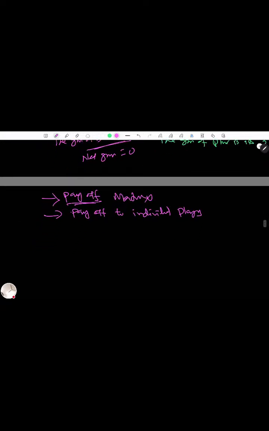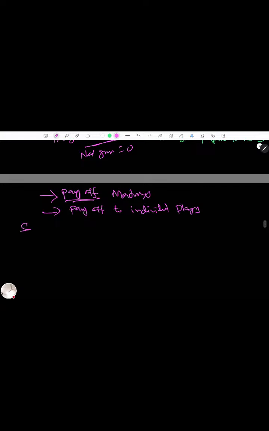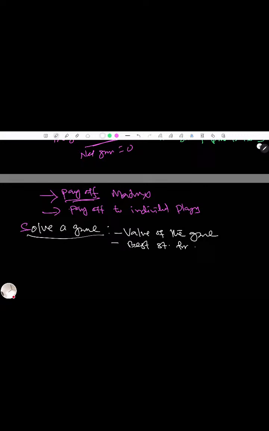Now, by solving a game, what do you mean? Suppose you are asked to solve a game. Solving a game means we have to find the value of the game, and then find the best strategy for the players. So this is the basic thing. By solving a game, we mean this.